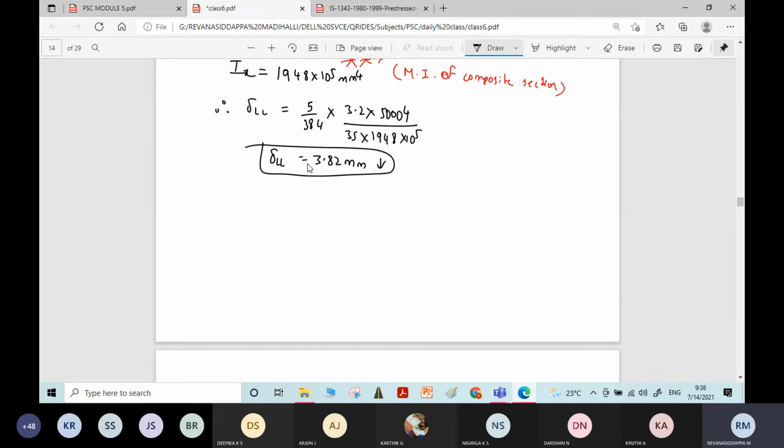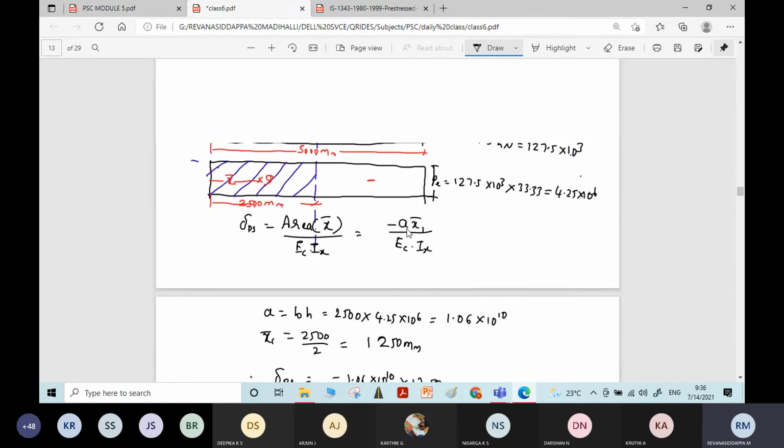Okay. Now we can find total deflection. Therefore, the total deflection delta is equal to sum of deflection due to dead load, deflection due to slab load on the beam, deflection due to pre-stressing force, deflection due to live load. Okay, substitute everything, we will get the total deflection.